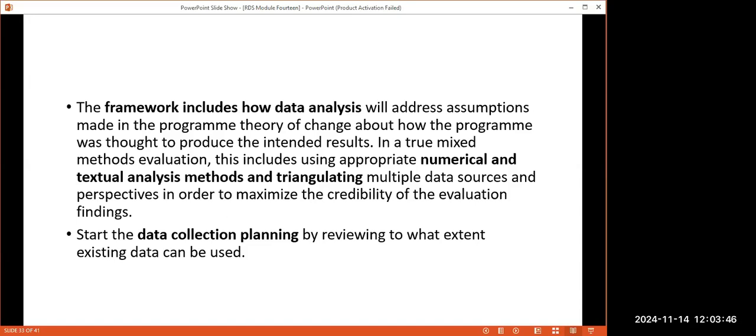There is the way we analyze data when it's numerical. There's also the way we analyze data when it's textual, meaning it's in words. And also there's a way that triangulation is done in order to provide meaning to the expected outcome of the evaluation impact process.